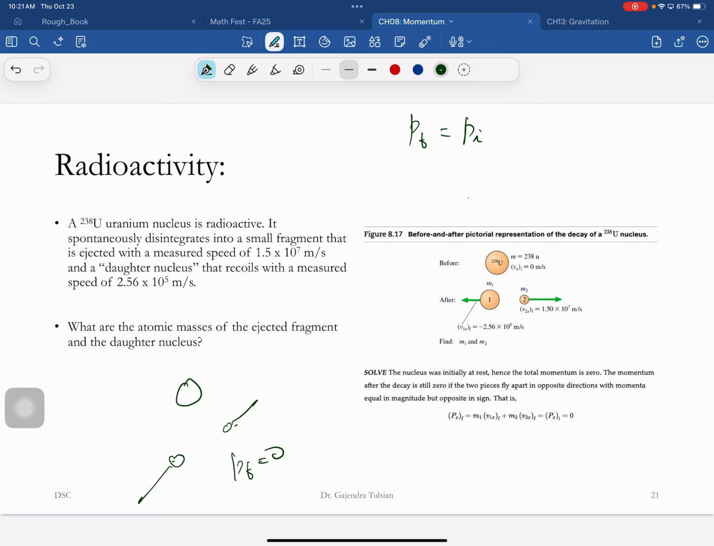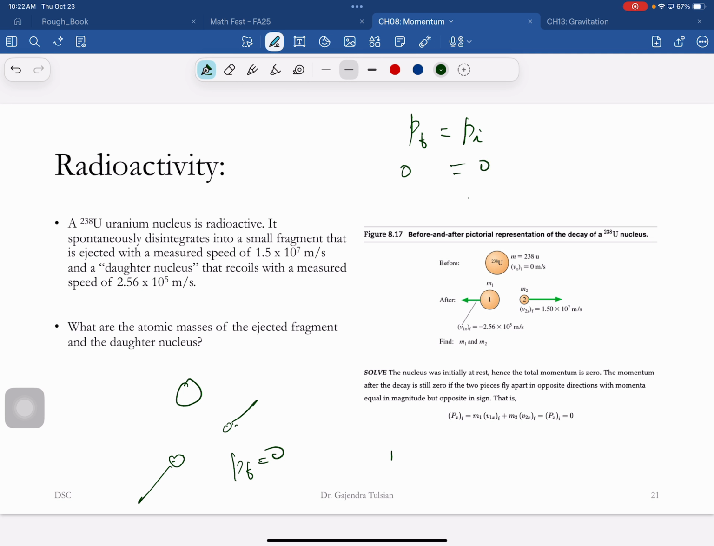In addition, their speeds have to be related. Here's the small fragment, and its speed was measured to be this. The big fragment's speed is that. So the big fragment is going almost 100 times slower than the small fragment. Their speeds are such that the final momentum has to be 0, because the initial momentum is 0.